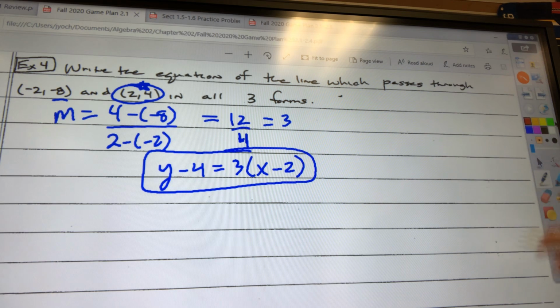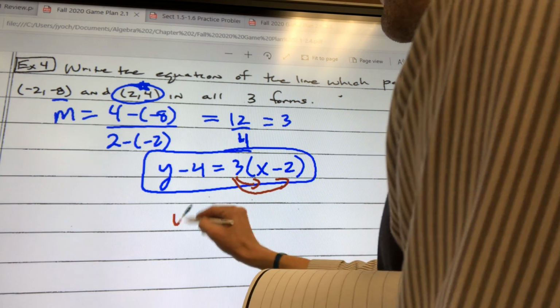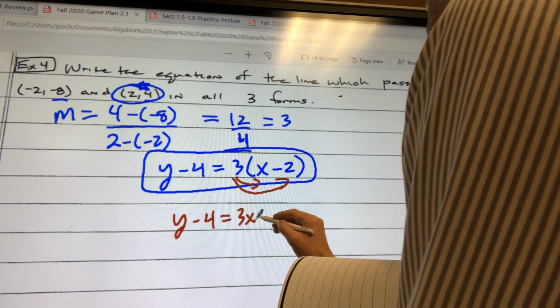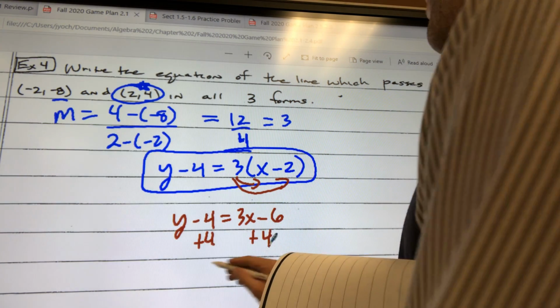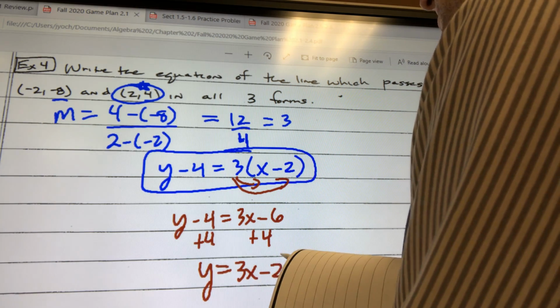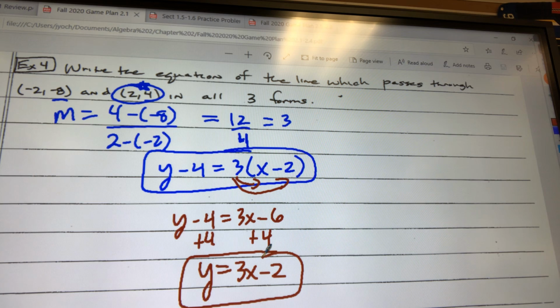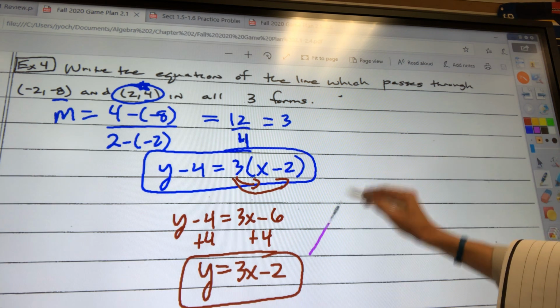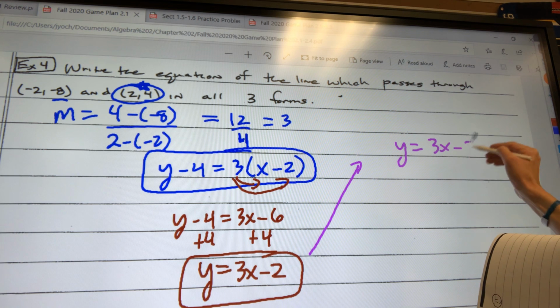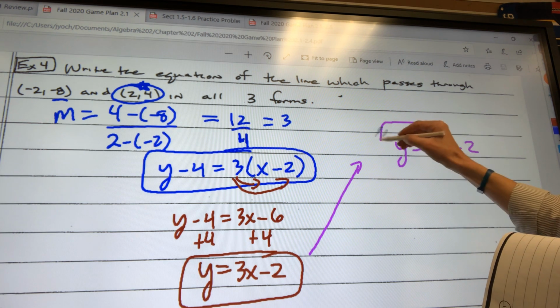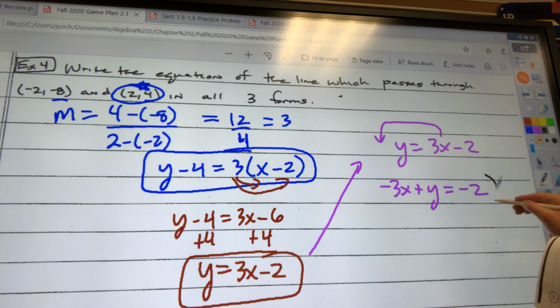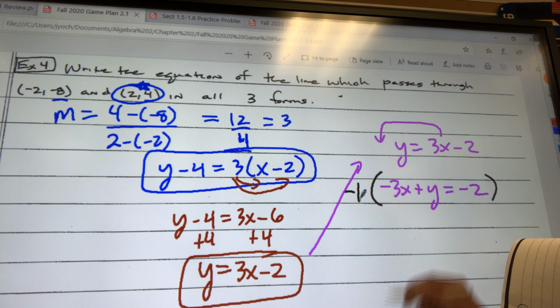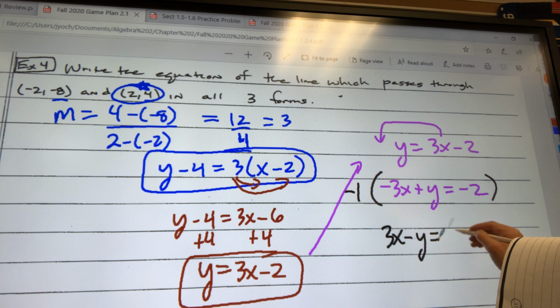All right. Then I'm going to distribute. Y minus 4 is equal to 3x minus 6. Going to add 4 to both sides. Slope-intercept form is y equals 3x minus 2. That's nice. Then, standard form. Take that y, which is 3x minus 2. Move the 3x over. Negative 3x plus y is a -2. Multiply both sides by -1. 3x minus y is 2.